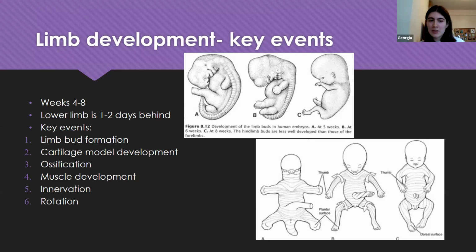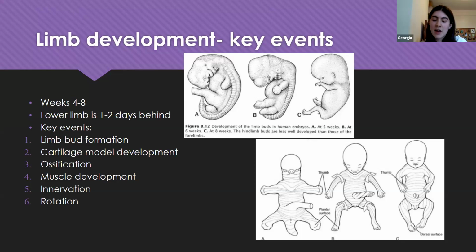Now, the lower limb is 1 to 2 days behind the upper limb in terms of development, but the key events are actually very similar. So the first step in limb development is formation of the limb bud. So the limb bud is made of mesenchyme from the somatic lateral plate mesoderm, and it has an ectodermal covering that becomes skin.